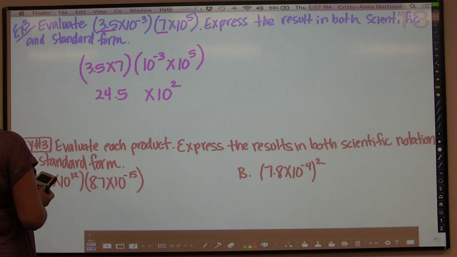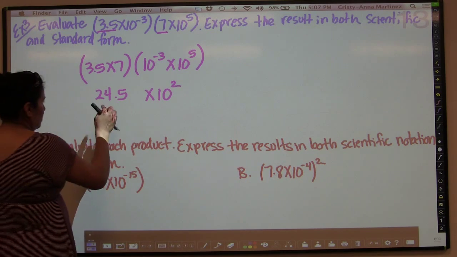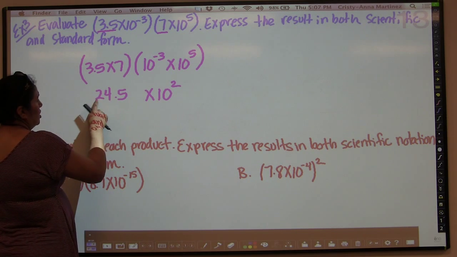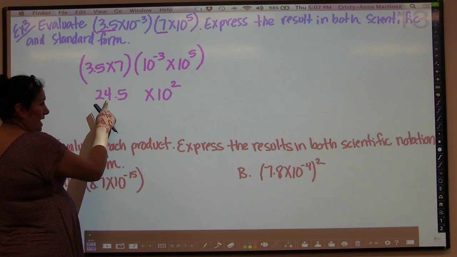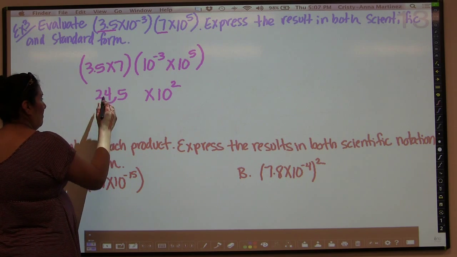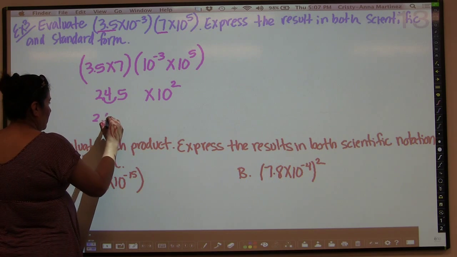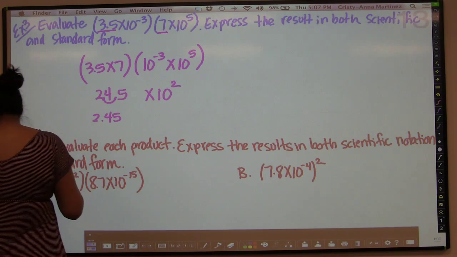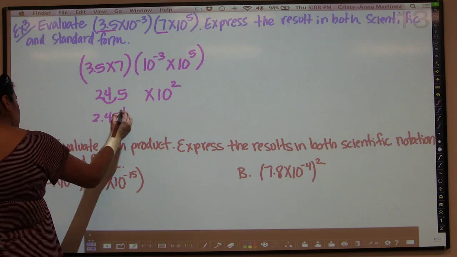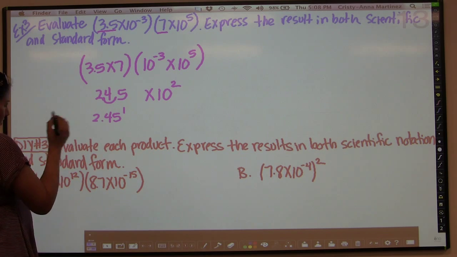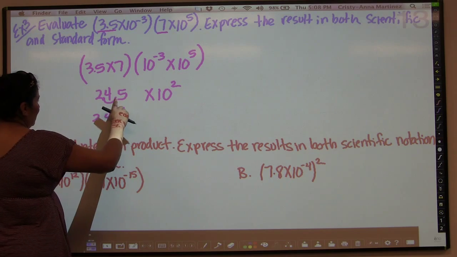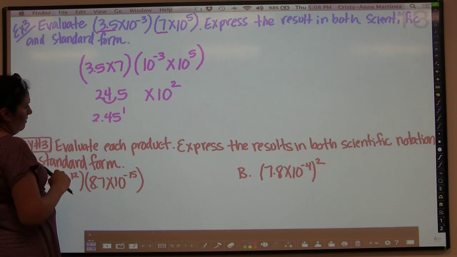But then, as we look at our first portion, this 24.5 is not in scientific notation, because the 24 is bigger than 10, and it's supposed to be less than 10. So we need to move this decimal 1 unit to the left, and because we move it to the left, we're going to get 2.45 times 10 to the 1 power. And again, that's going back to our previous rule that if we move the decimal to the left, we have a positive exponent there.